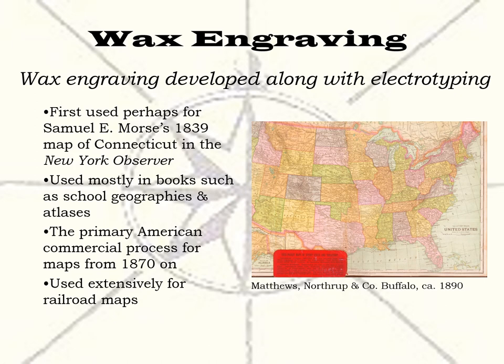From the 1870s on, it became the primary American commercial map process. It was used by most American commercial map makers, such as the Chicago firms of Rand McNally, George F. Cram, C.S. Hammond, and the Buffalo, New York firms of Jewett and Chandler and Matthews, Northrop & Company. It was particularly extensively used for railroad maps. In Europe, wax engraving was used for illustrations, but not so much for maps. This is the last of the relief processes that we will consider. Now we will turn to intaglio.